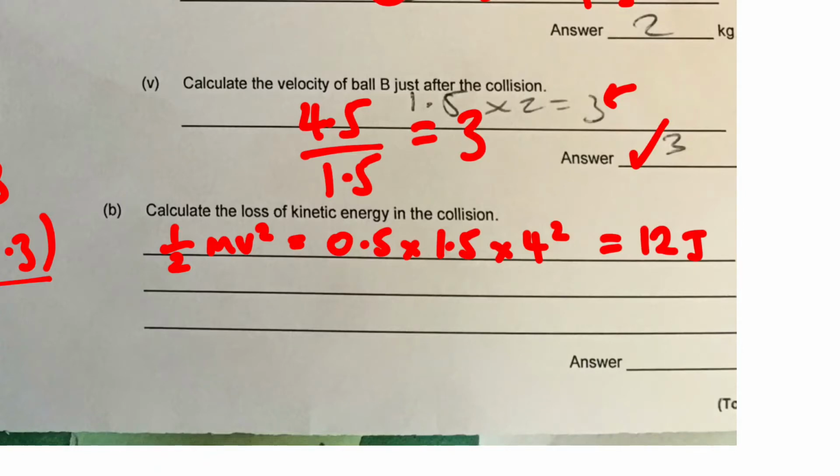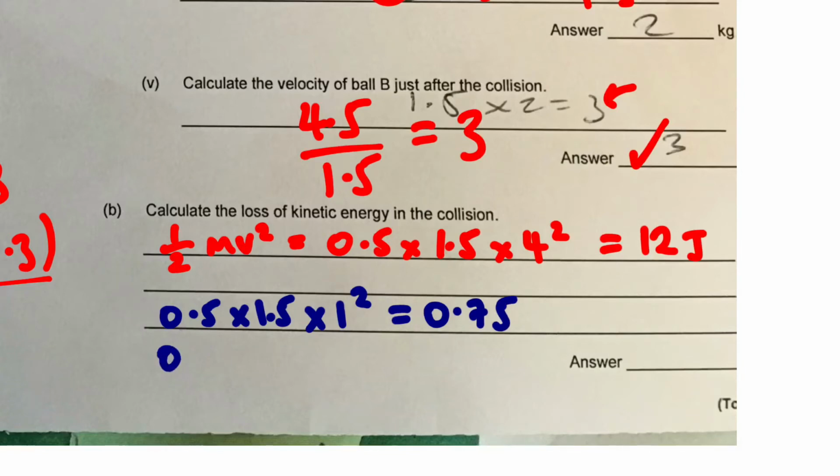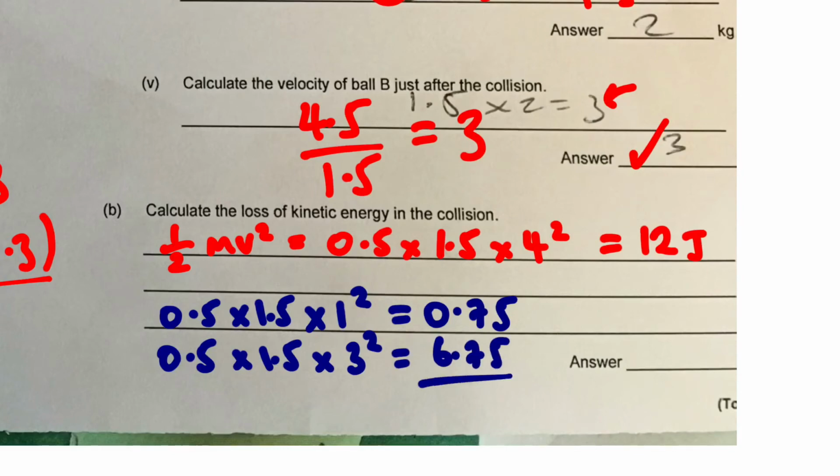After the collision, we've got one of the balls, so 1/2 times 1.5. So the first one was moving at 1 meter per second, so 1 squared is just 1, that's 0.75. And the second ball was moving at 3 meters per second, so 3 squared is 9, and that's 6.75.